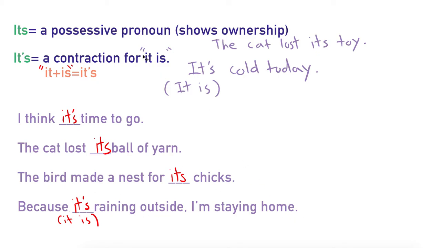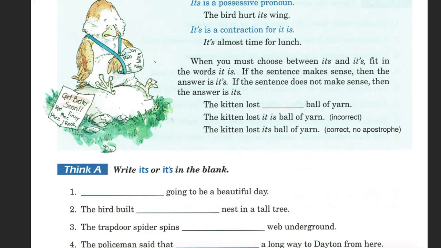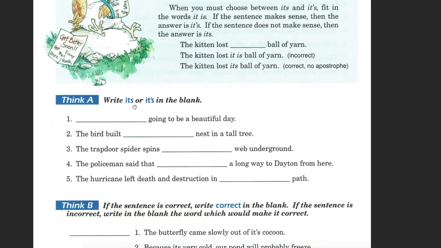So, pretty easy. Let's look at our worksheet. Think A. Write its or it's with an apostrophe s in the blank. Let's use our it is test. Fill in the blank with it is. If it makes sense, then use the one with the contraction. It is going to be a beautiful day. Oh yeah, that makes sense, so I would need to use the it's with the contraction. Make sure you capitalize the I because it's the first letter of the sentence.